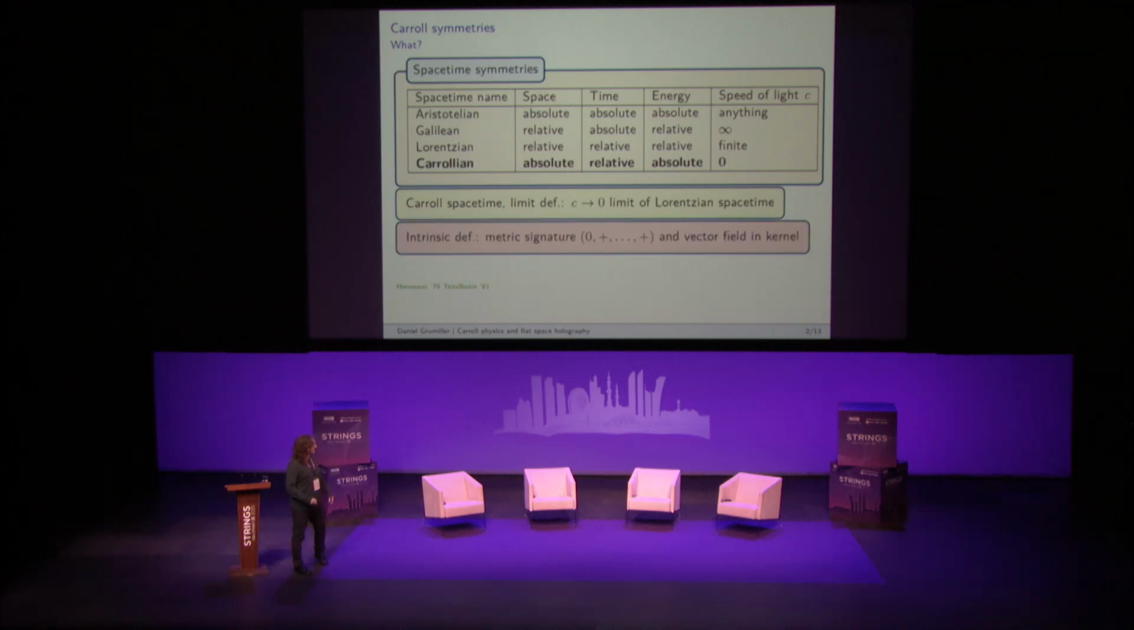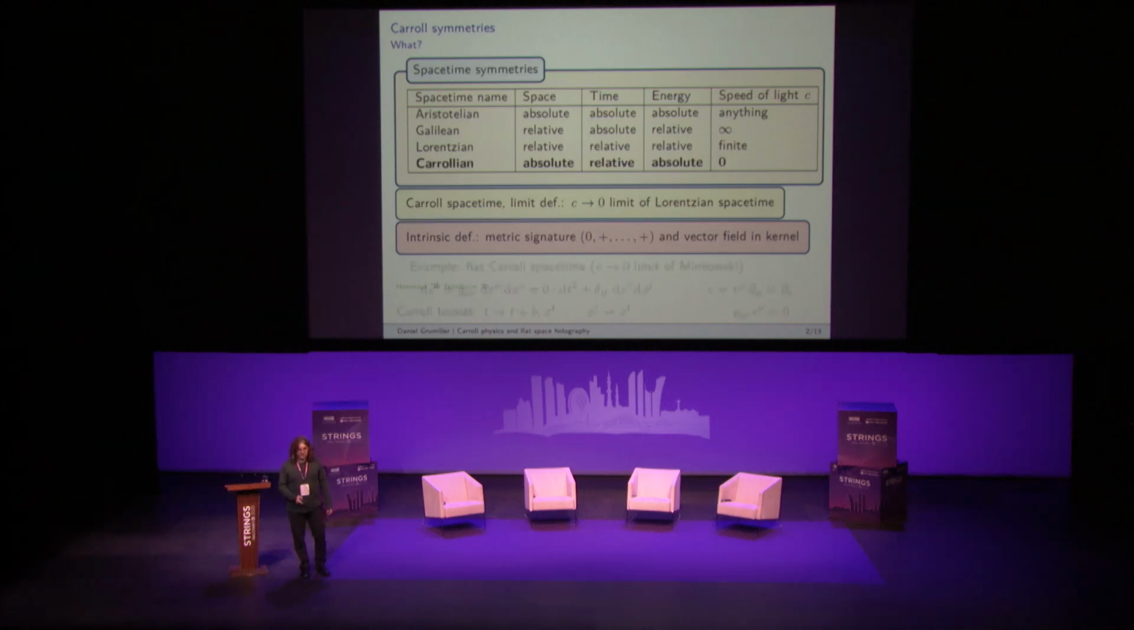There's an intrinsic definition as well that requires an extension of our notion of signatures that will allow for the metric. So a Carrollian spacetime you can understand as a metric with signature 0 plus plus plus, so that means there's no proper inverse, plus a vector field in the kernel of that metric.